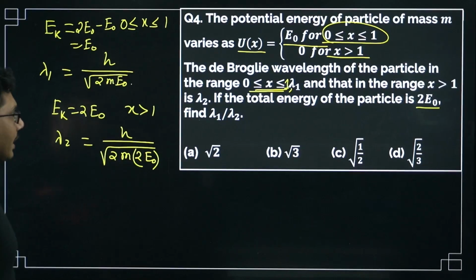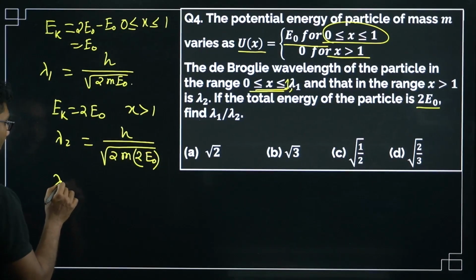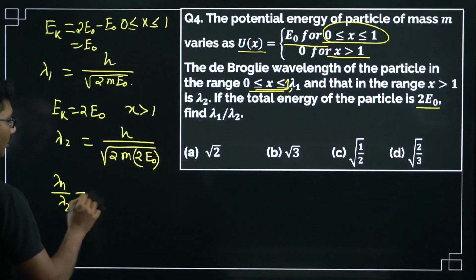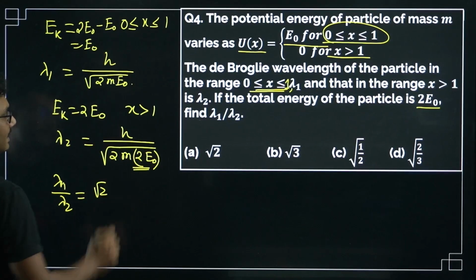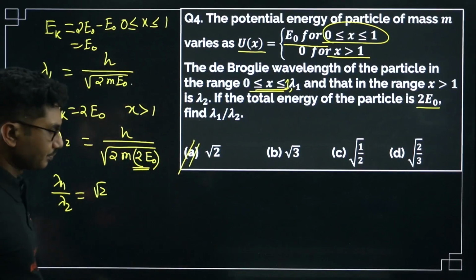Now they asked you to find the ratio of lambda 1 by lambda 2. So lambda 1 by lambda 2 will be square root of 2. This is a division of a division, so it will go up. So the correct answer is option A.